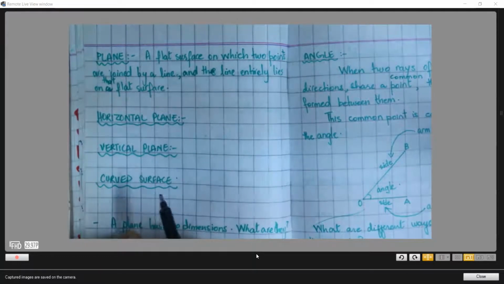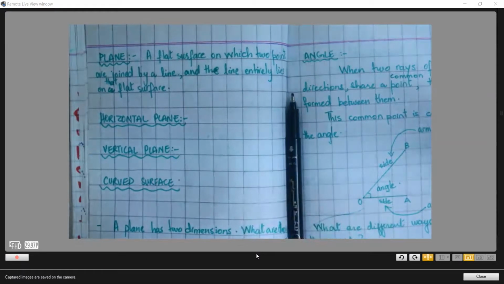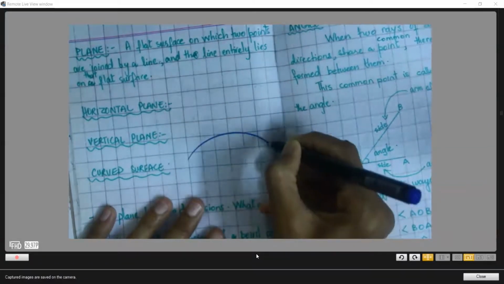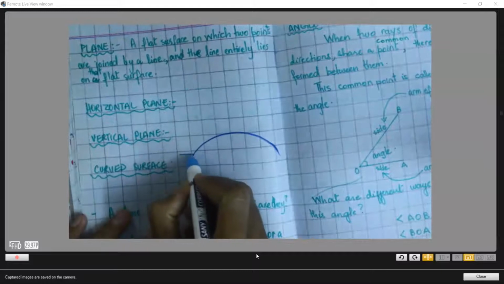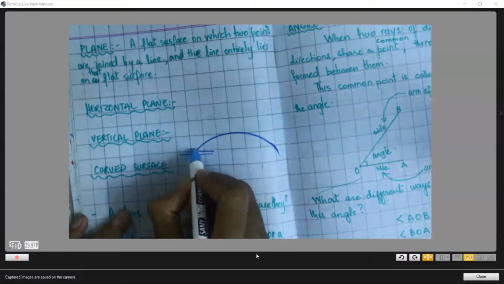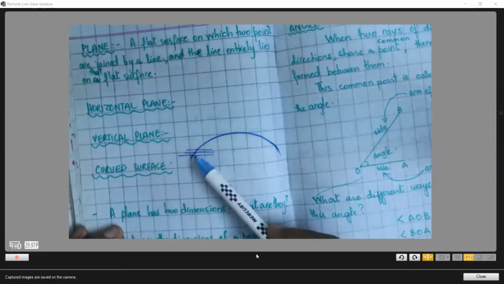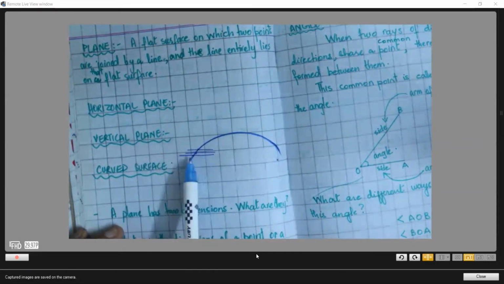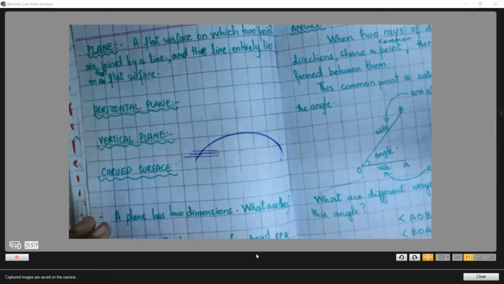Okay, curved surface. A curved surface is a surface which does not have any point on any one plane. For example, a curved surface looks like this, right? So each point has its own plane. So on a curved surface, the points are not on the same plane. You cannot have more than one point on one plane. All the points are in their own plane.